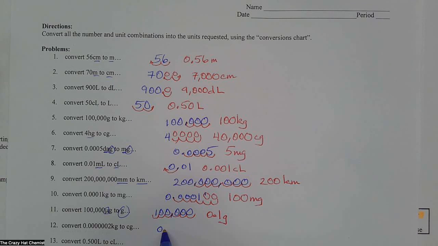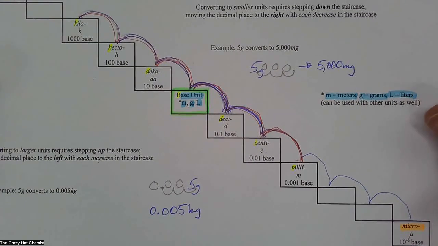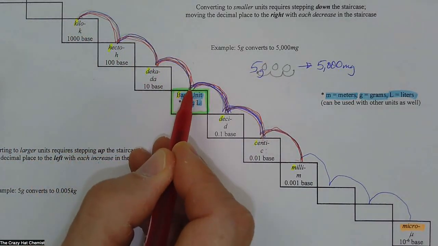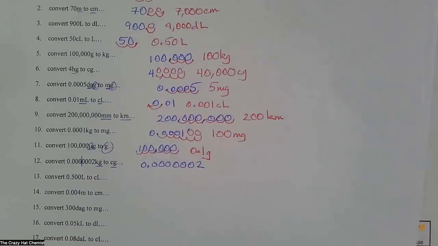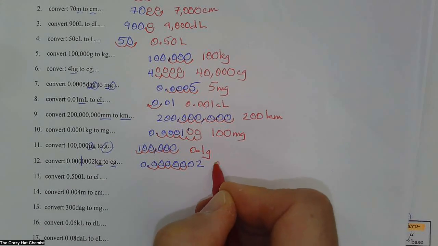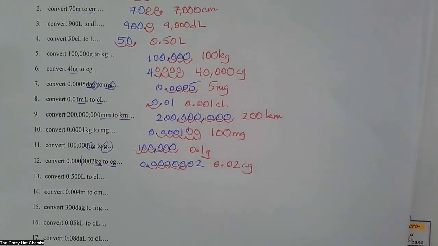Our next number here, 0.0001. And let's count the number of zeros here to make sure that I don't mess this up. 0.0000002 kilograms to centigrams. So we've got our chart here, and we've got kilograms to centigrams. So kilo, 1, 2, 3, 4, 5 to the right. So let's see if we can move that 5 to the right. That's 1, 2, 3, 4, 5 to the right, 0.02 centigrams. Perfect. All right, let's do the next one here.